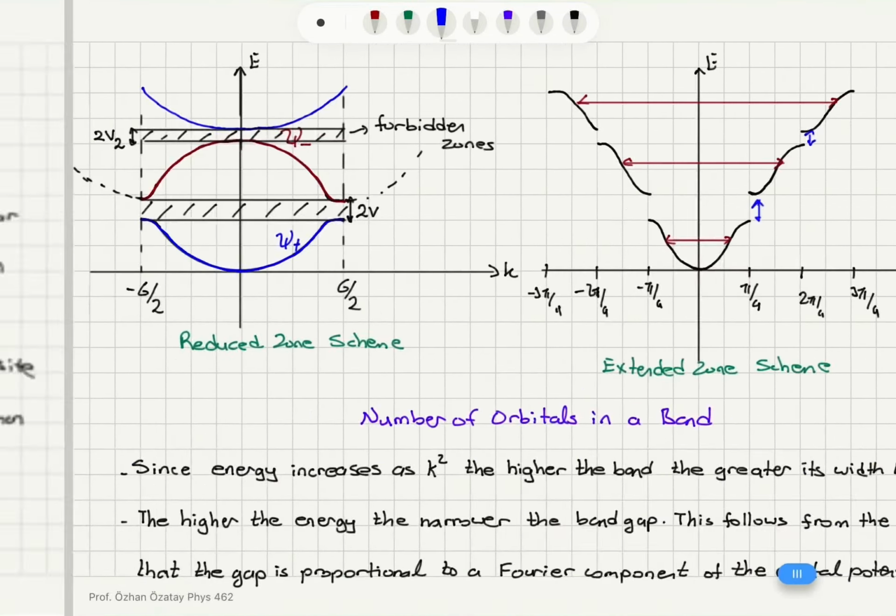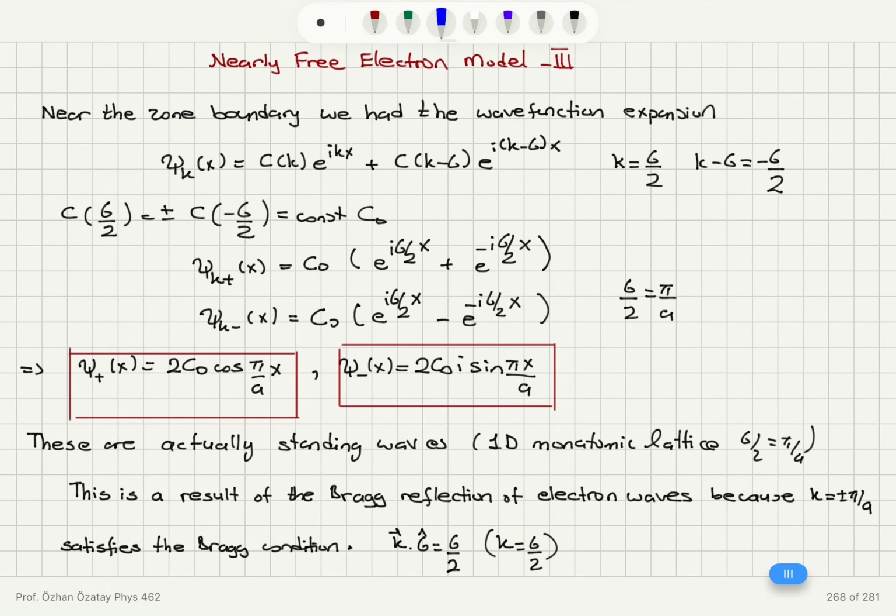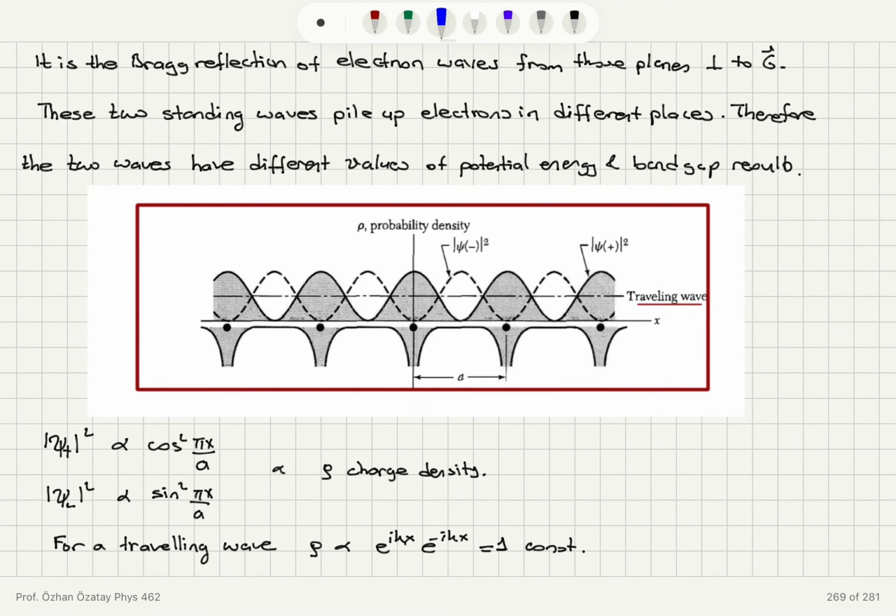Okay, so to summarize, we have solved the central equation near the zone boundary. We have found standing wave solutions at the zone boundary, and we discovered that since the von Laue diffraction condition is satisfied at the zone boundary, due to the diffraction and interference of electron waves at the zone boundary, we get standing wave solutions. The standing wave solutions give us basically two solutions with two different energies.